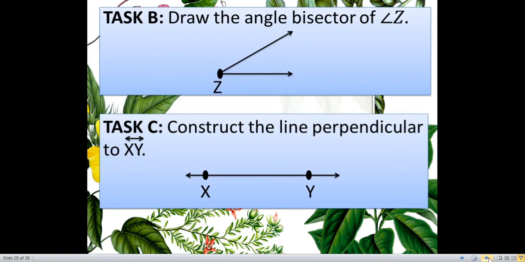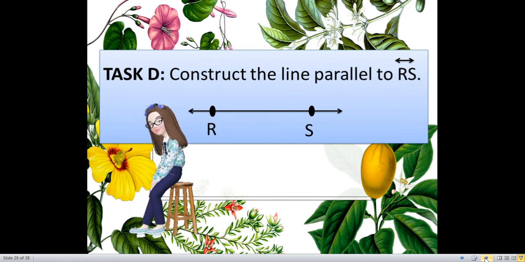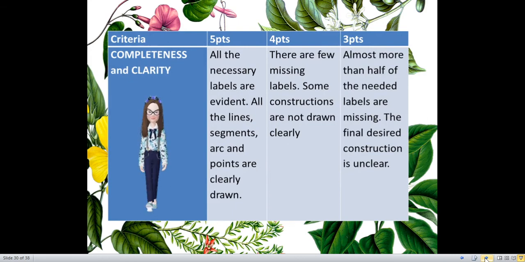Task B, draw the angle bisector of angle Z. For task C, construct the line perpendicular to line XY. For task D, construct the line parallel to line RS. The step-by-step process was already shown a while ago.